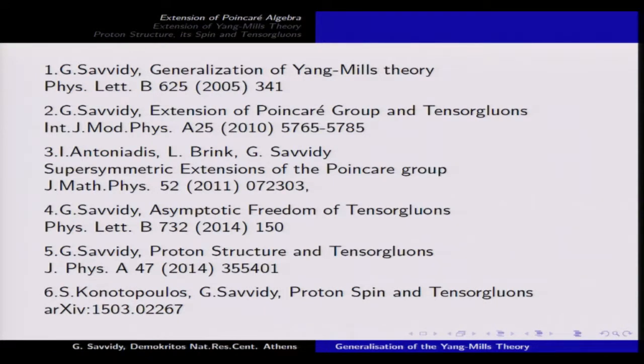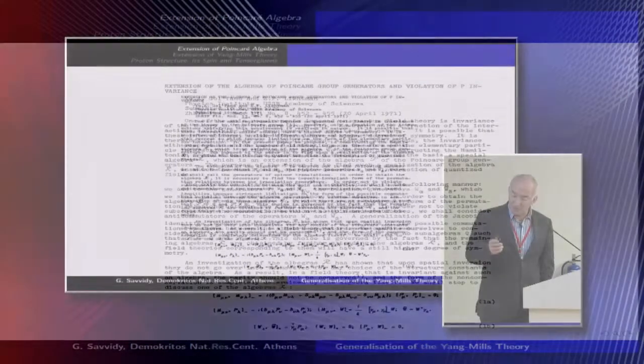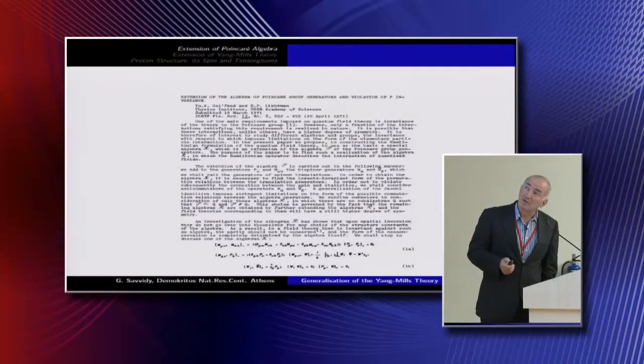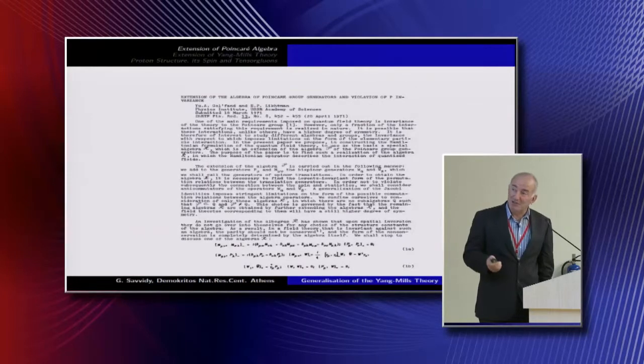So this is a publication on this subject. There was one in 2005, so almost 10 years ago, and there are articles in collaboration with Antoniadis and Lars Brink, and also with Konitopoulos. So I want to show first the article of Golfand and Lippmann, where the extension of the algebra of Poincare is carried out in the following manner. We add to the generators P mu and M mu nu the B-spin generators W, and here you see the algebra.